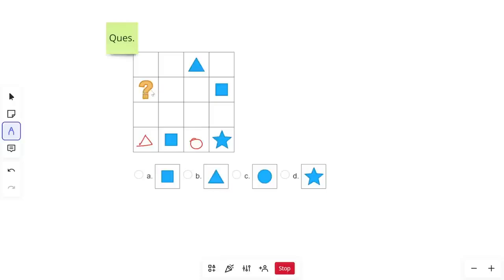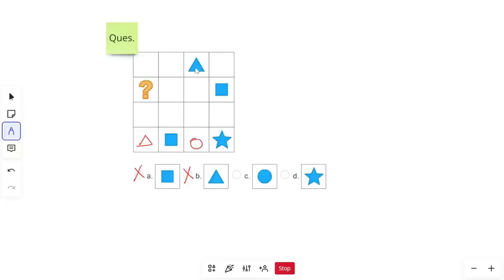Now let's start eliminating which cannot come in the question mark. First of all, square cannot come because square is coming in the same row. Also triangle cannot come because triangle is also coming in the same column. Now we have two options, which is circle and star. So now even before looking at that, let's try to fill in some more other empty boxes. See, we have this row which is triangle and circle row.